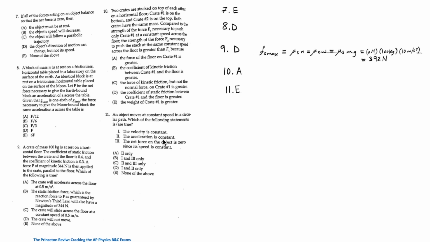The second one is the acceleration is constant. This is also false because the velocity is changing in direction. Even if its magnitude is constant, its direction is changing, which means there is a centripetal acceleration, okay? A non-zero acceleration. And the third option, the net force on the object is 0 since its speed is constant. The object is accelerating, it has a centripetal acceleration, and this acceleration is because of a net centripetal force on the object. So the net force is not 0.